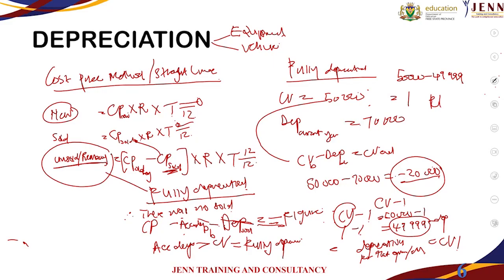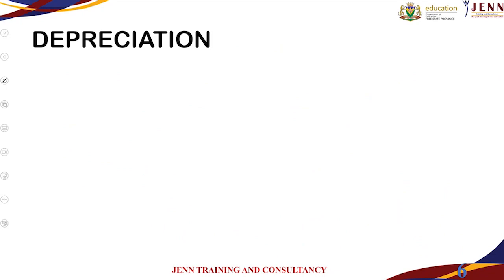Then we have applied what we call a 1 rand rule. In that case, we are saying our asset cannot fully depreciate. Then we are going to have what we call a 1 rand rule. Right. Now, on this one, we're talking about depreciation. We said we are going to use a cost price method.